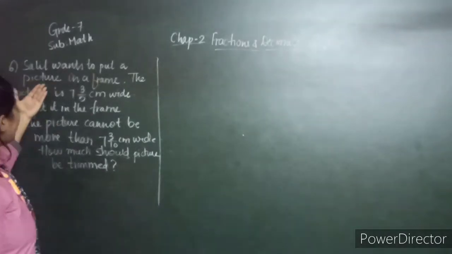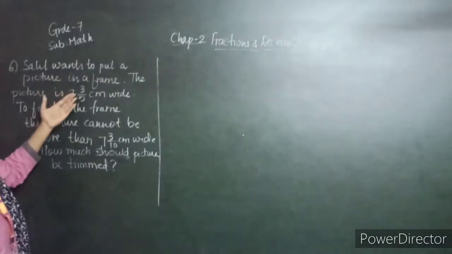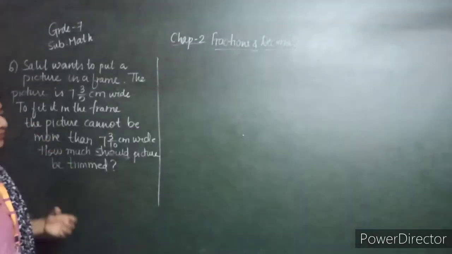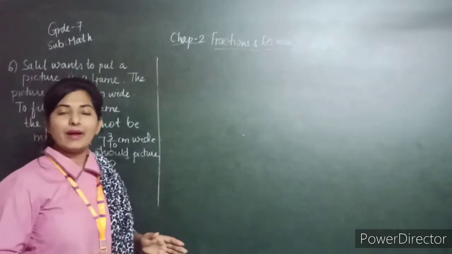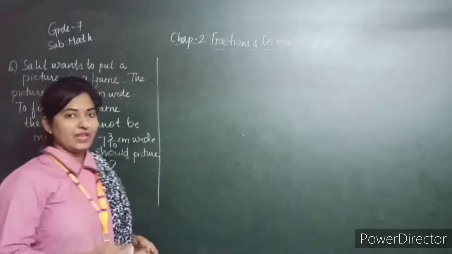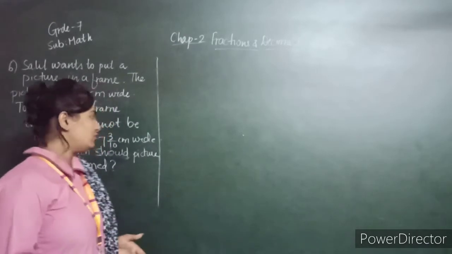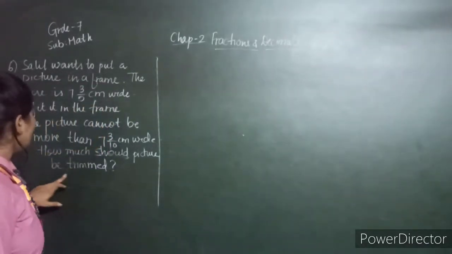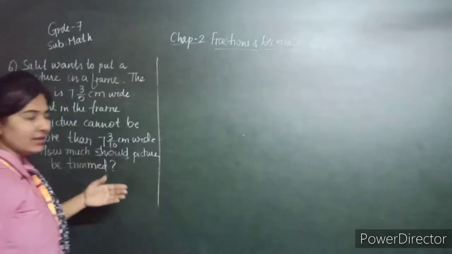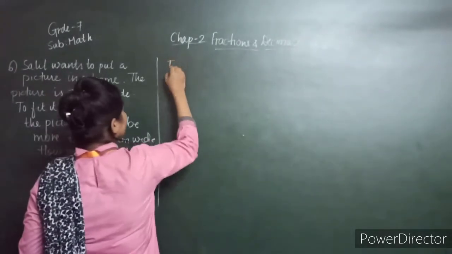Here, the size of the picture is given, that is 7 3/5 cm wide, and the size of the frame is small as compared to the picture. So to fit the picture in the frame, the picture should be trimmed. So here the width of the picture is given. So let's write the solution here.